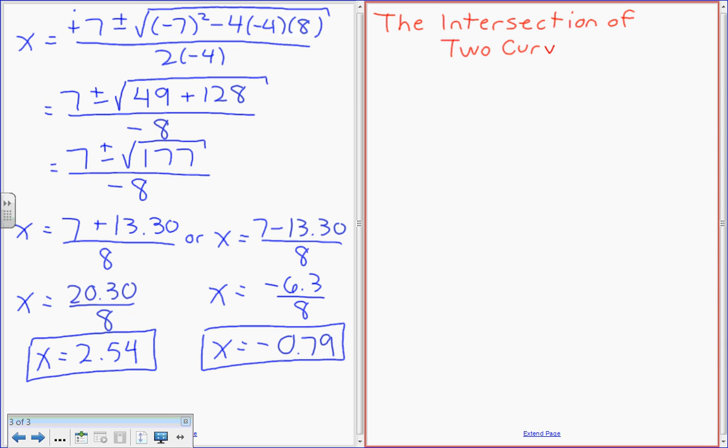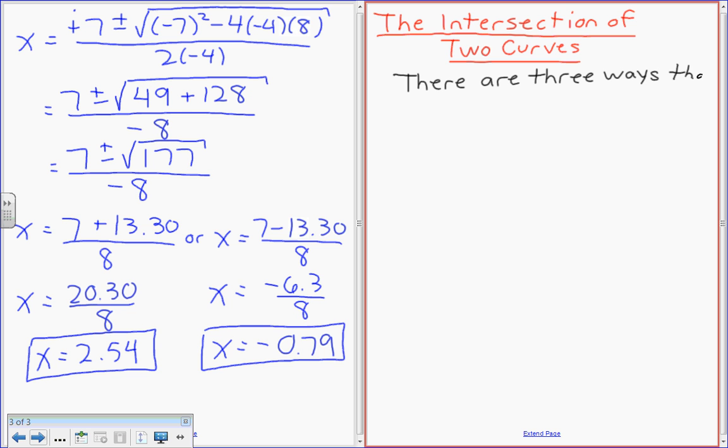And this is related to what we did on Friday with the discriminant, if you remember. Okay. So we're going to say there are three ways that curves can intersect. And once again, if I'm going too quickly on the notes, please just raise your hand and the supply teacher will hopefully hit pause.